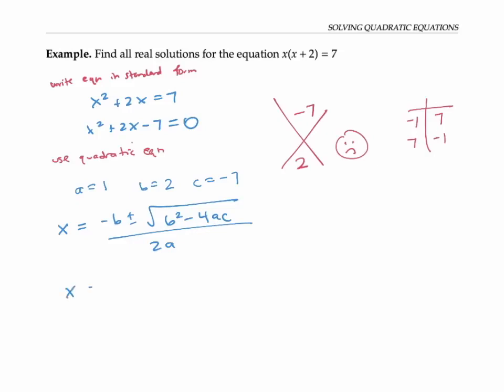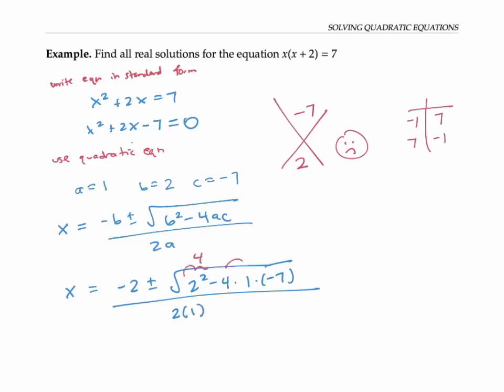Anyway, plugging in here, we have x equals negative 2 plus or minus the square root of 2 squared minus 4 times 1 times negative 7. It's important to remember the negative 7 there, all over 2 times 1. Now 2 squared is 4, and 4 times 1 times negative 7 is negative 28. So this whole quantity under the square root sign becomes 4 minus negative 28, or 32.